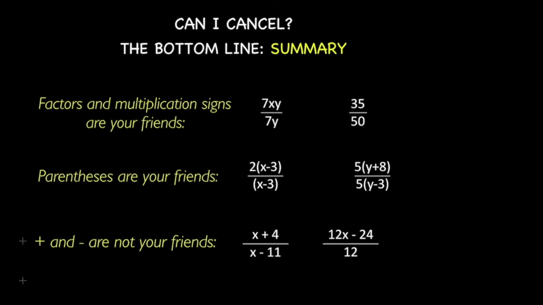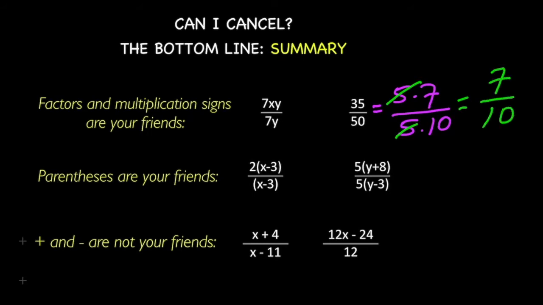This is a summary slide that shows all three rules together. First line, again, factors and multiplication signs are your friends. There's multiplication signs between these factors. That gives us license. That makes it legal to cancel out these sevens, to cancel out these y's, and that results in just x for that expression. On the right, the fraction. Again, I encourage students to break down fractions as factors. It gets them in the habit of canceling legally in the presence of multiplication signs, which results in a reduced fraction. Second line, parentheses are your friends.